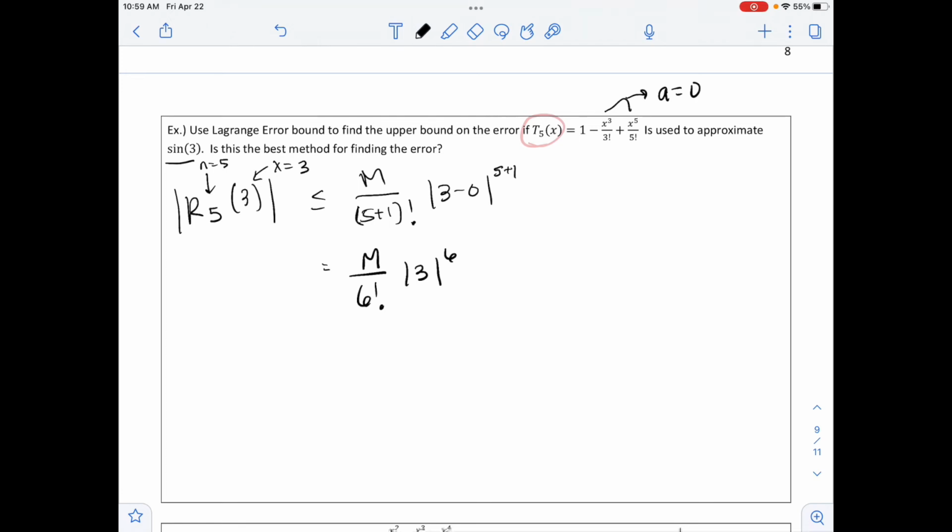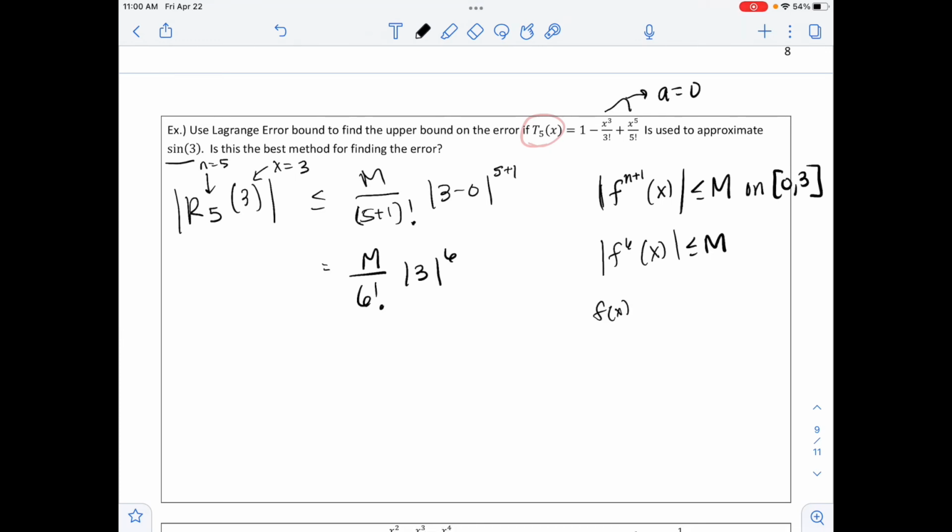And what we need to find now is M, and as stated on the previous page, M is going to be the upper bound of the n plus 1 derivative. So we have the absolute value of the f to the n plus 1 derivative of x. The absolute value of that is going to be less than or equal to M on the interval from x to a, so in this case it's going to be from 0 to 3. And so since n is 5, we need to find the 6th derivative of f, and this will be less than or equal to that value M. So let's find the 6th derivative.